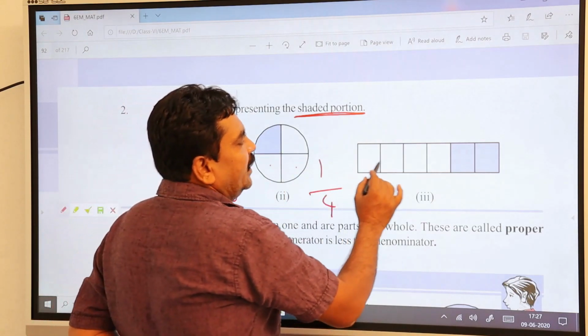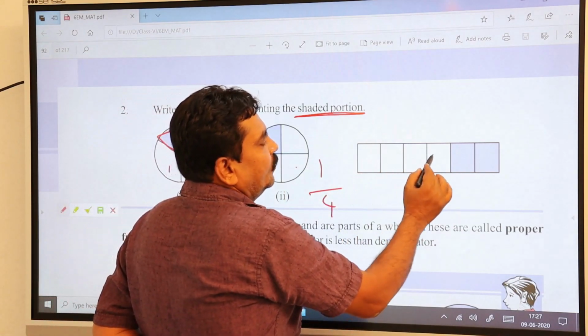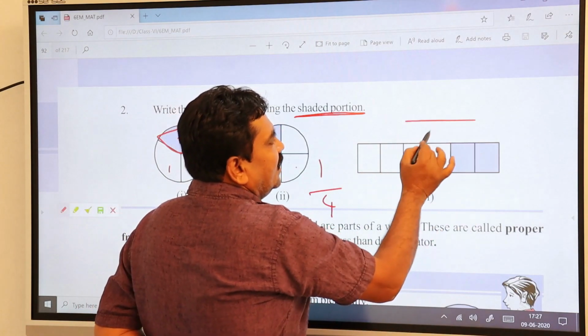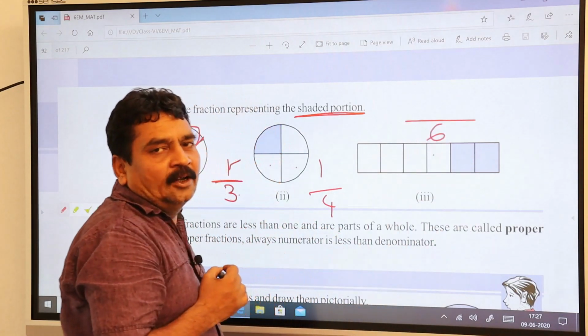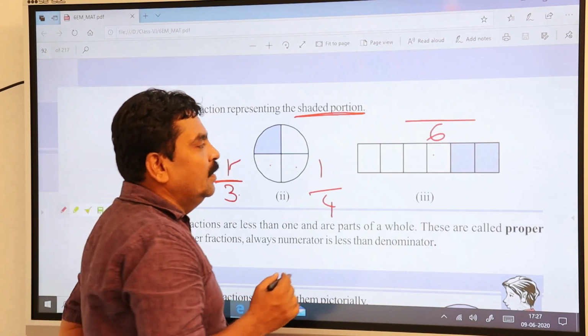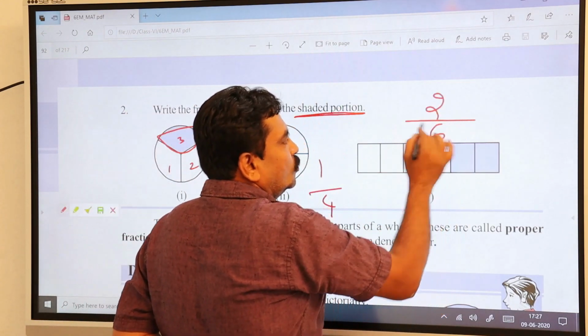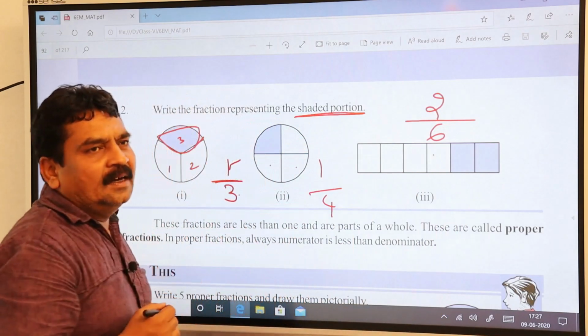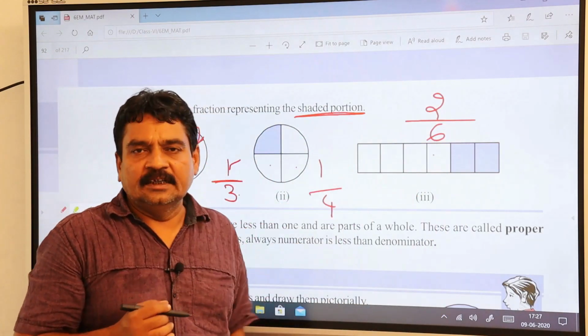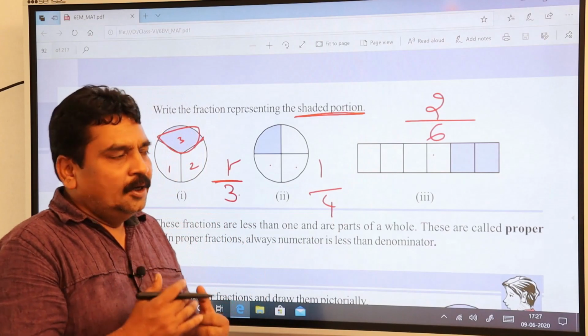Here how many parts do you see? 1, 2, 3, 4, 5, 6. Total parts are 6, which you write in the denominator. And how many parts are actually shaded? 2 parts. Write 2. So 2 by 6 is the fraction for the shaded portion. In this way you are going to do it.